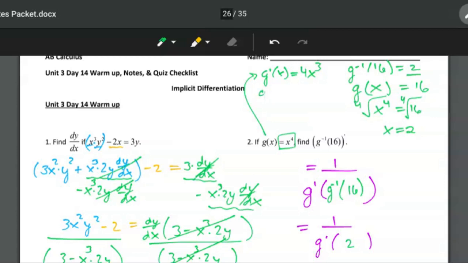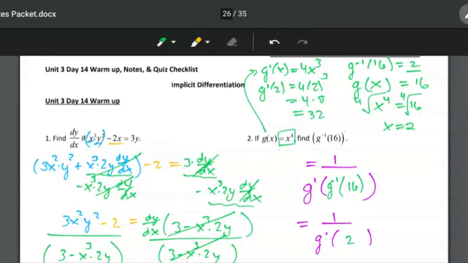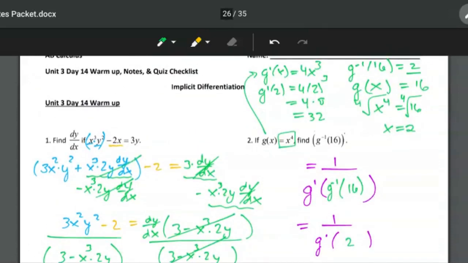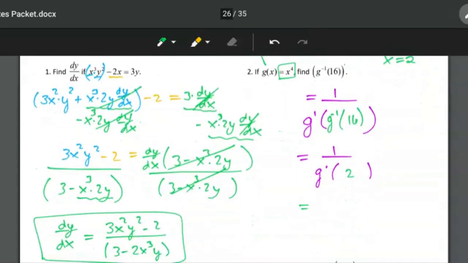And then what about if we plug in 2? G prime of 2, 4 times 2 to the third. 2 to the third is 8, right? 2 times 2 is 4, times 2 is 8. So it's really 4 times 8, all right, or 32. So that's 32. So we would get our answer as 1 over 32 there.